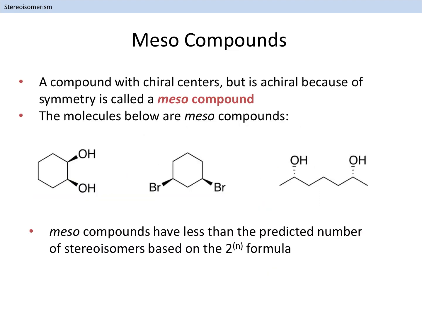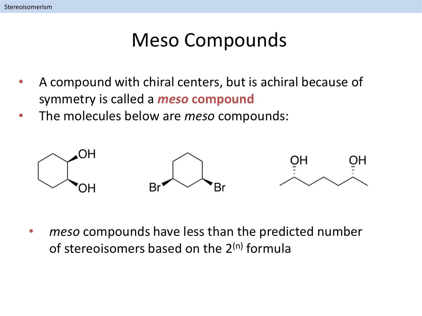Now let's talk about a special category of compounds known as mesocompounds. A mesocompound is a molecule that has multiple chiral centers, but is achiral overall due to a plane of symmetry. This means that even though the molecule contains chiral centers, it is not optically active because it is superimposable on its mirror image. To illustrate this, let's look at the examples on the slide.